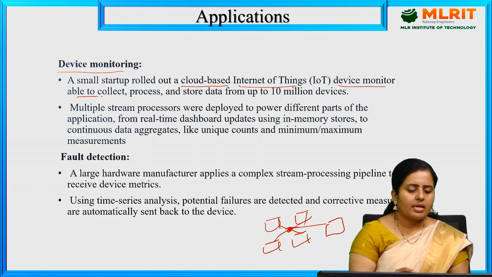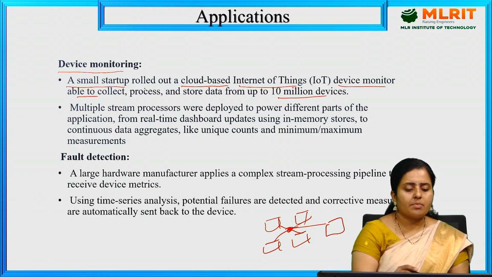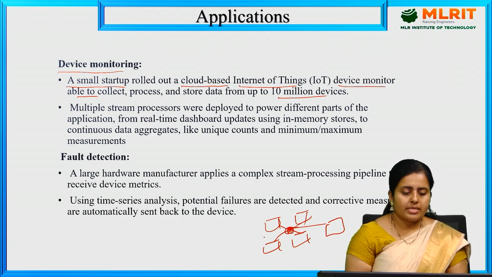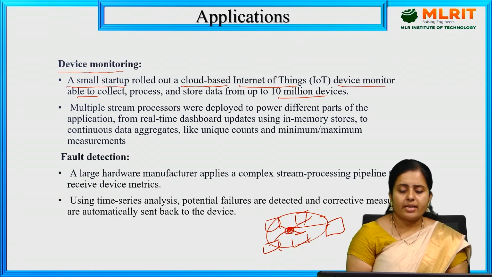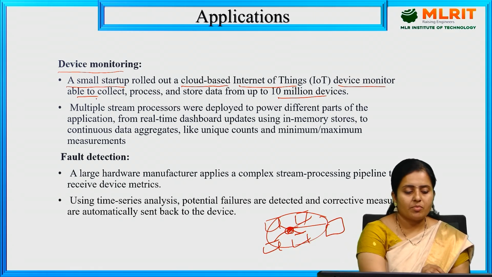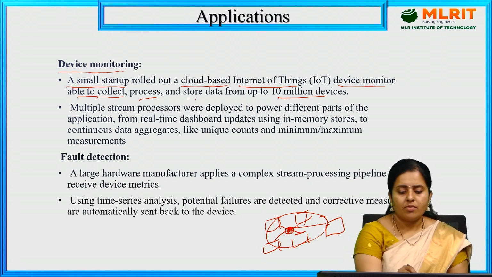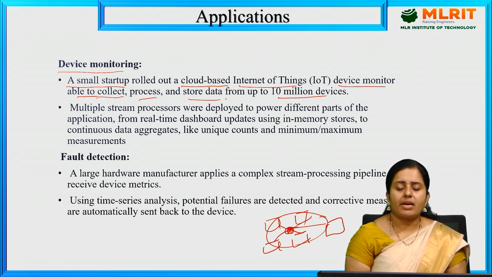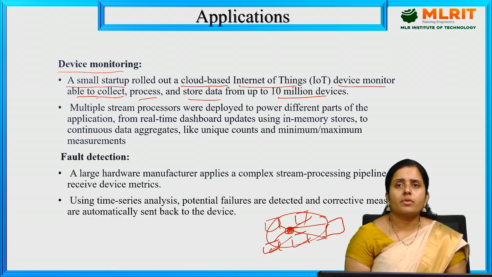able to collect, process and store data from up to 10 million devices. As I have told you, a small startup company worked as a central part for all the other devices, and through cloud-based Internet of Things, data is collected, processed and stored from up to 10 million devices. Not only one or two devices, but a large number of devices.